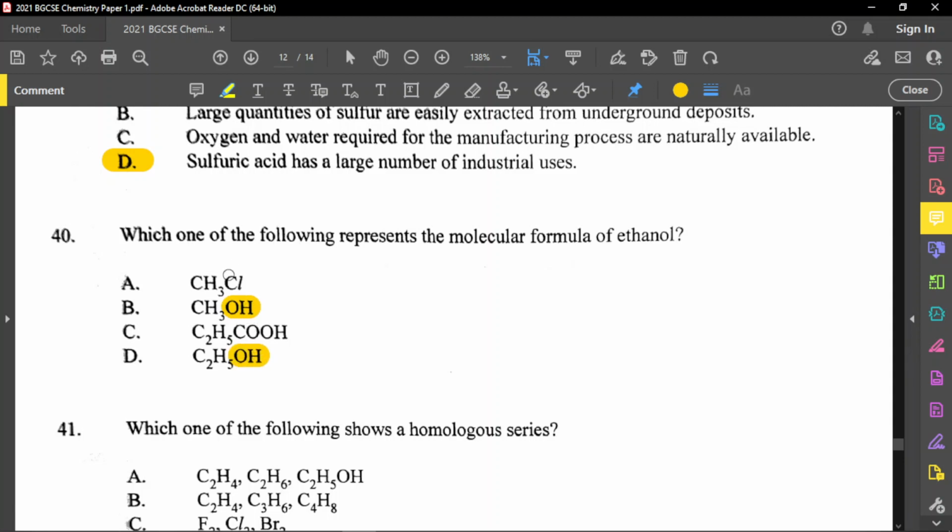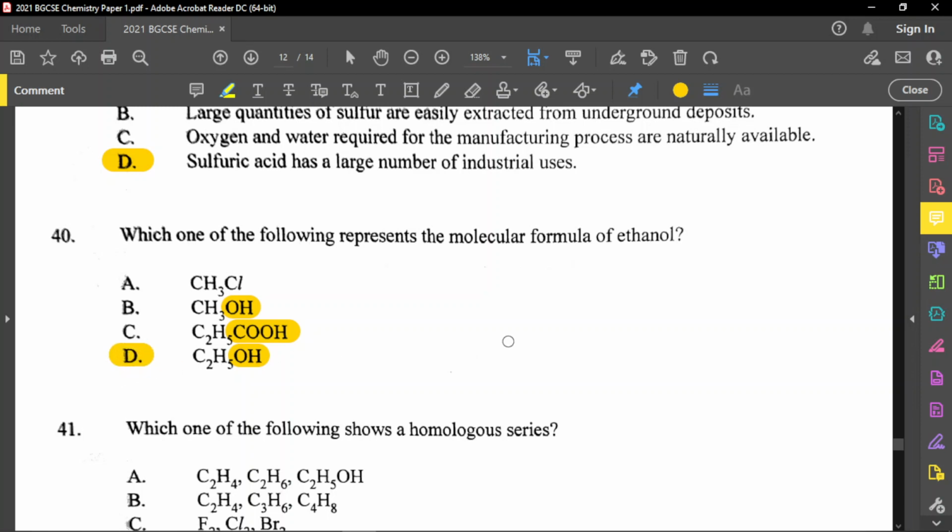Okay. A is chloromethane. It is not an alcohol because it must have OH to be an alcohol. C, there is an OH, but there's another thing here. You actually have COOH, which is an acidic substance. So this is ethanoic acid. So it is not an alcohol at all. C is not an alcohol, even though it ends with OH. But the fact that you have COOH is acidic. So ethanol must be 2 carbons. So this one is the answer, C2H5OH.